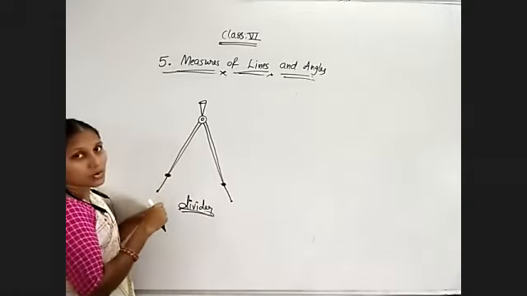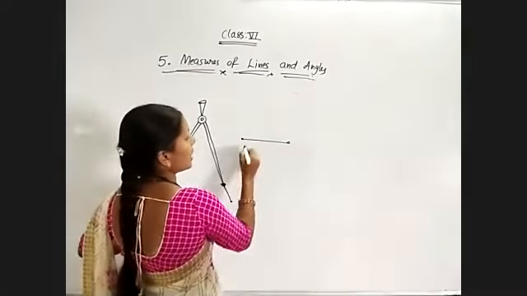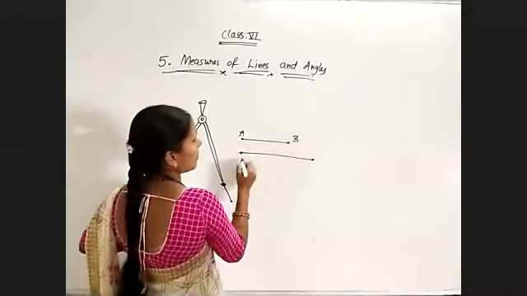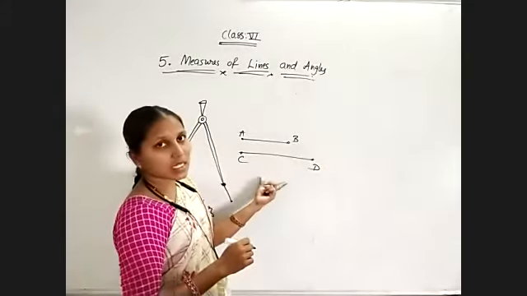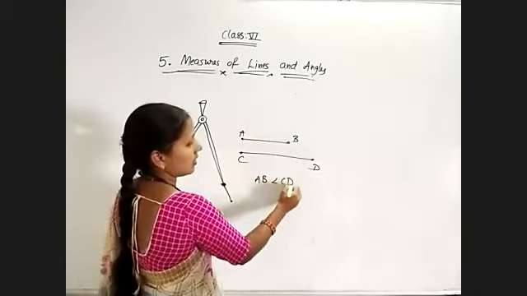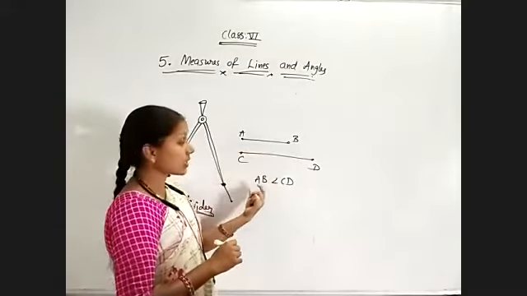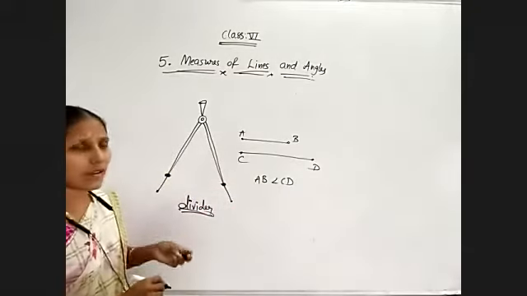Then why is it useful? See, if I have one line segment like this and another line segment like this, then AB is my first line segment and CD is my second line segment. By observing itself, we can say that AB is lesser than CD. Just by observing the two figures, I can say that AB is lesser than CD. But is this possible every time?